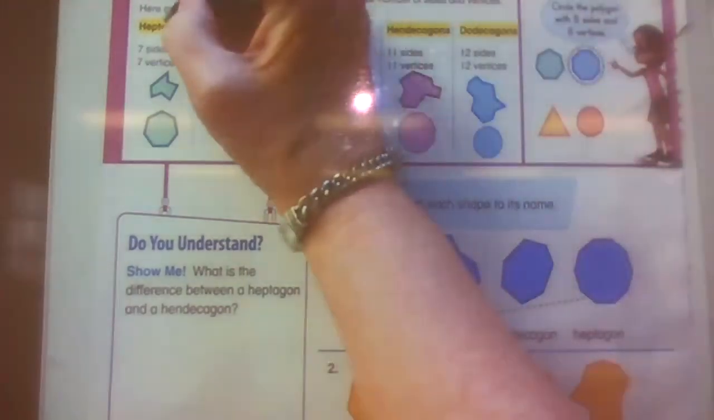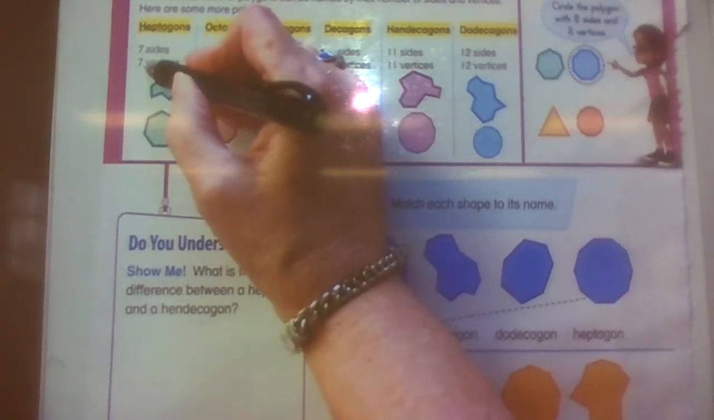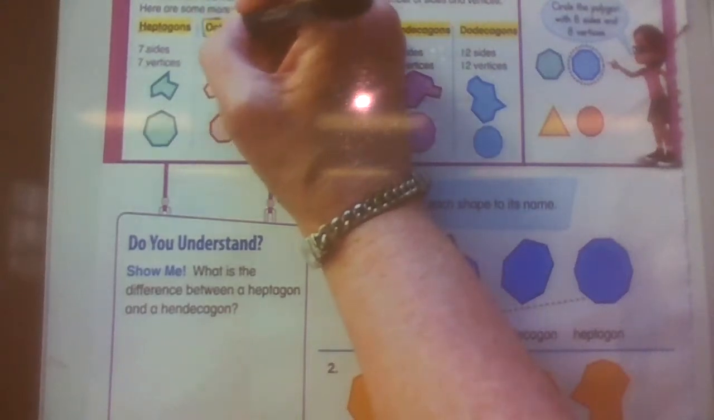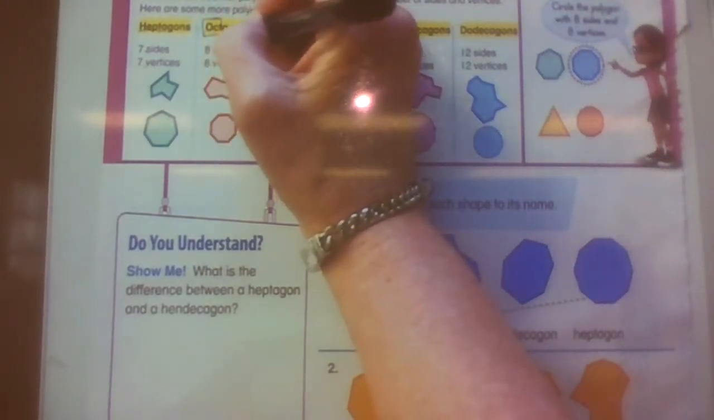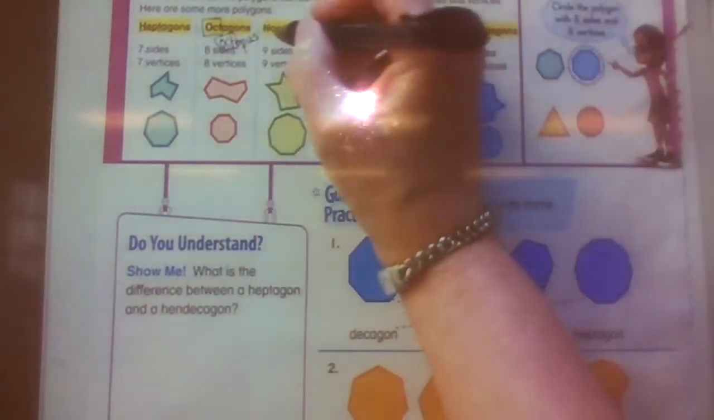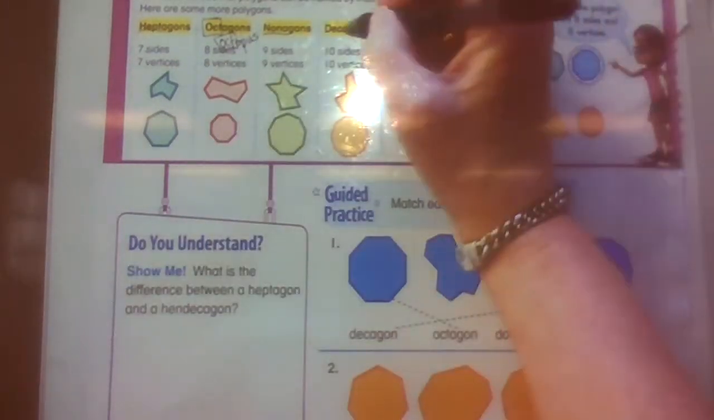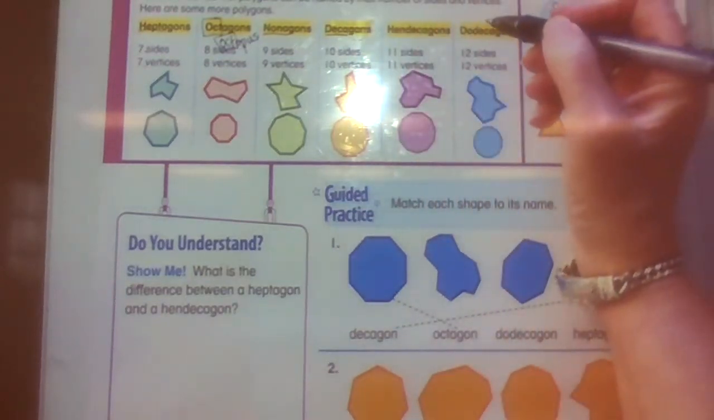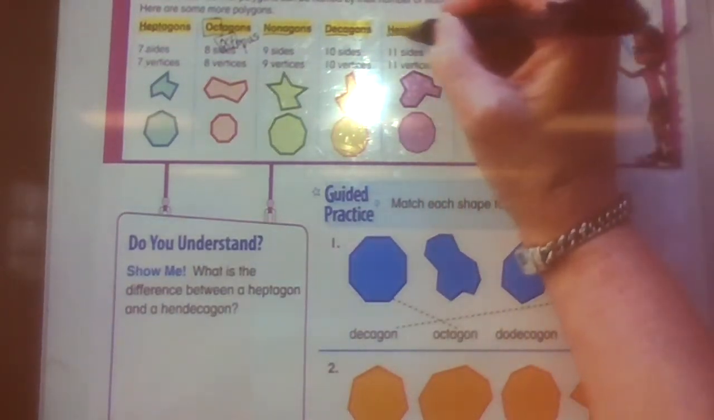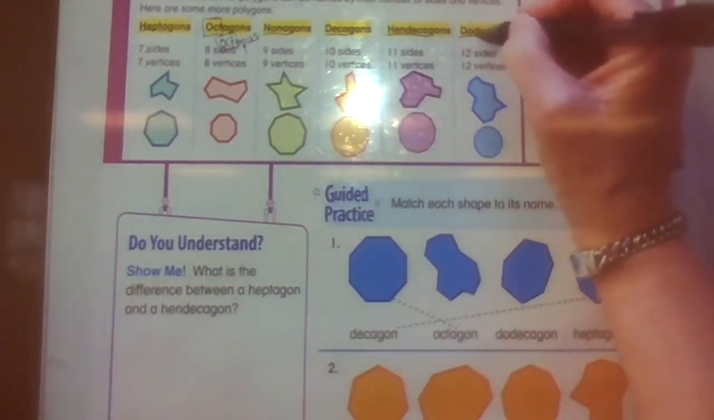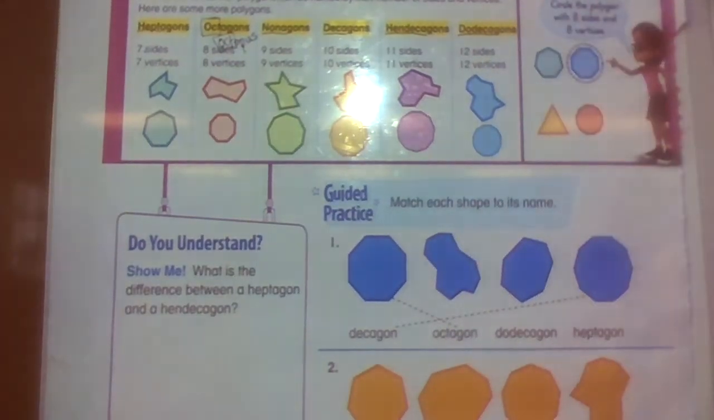Okay, this is a heptagon. 7 sides and 7 vertices. Octagon that we talked about, octagon, like an octopus, has 8 sides and vertices. Nonagon, 9 sides and vertices. A decagon, 10 sides and vertices. Hendecagon, 11 sides and vertices. And dodecagon, 12 sides and vertices.